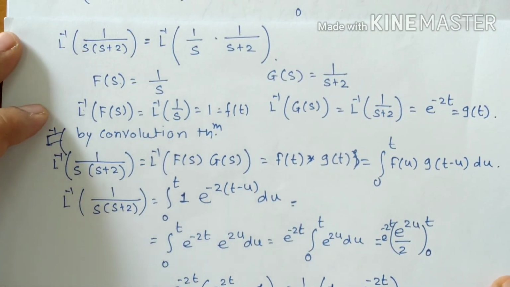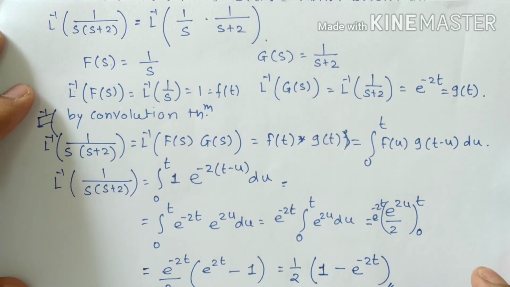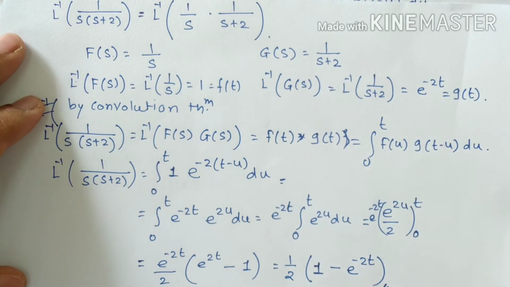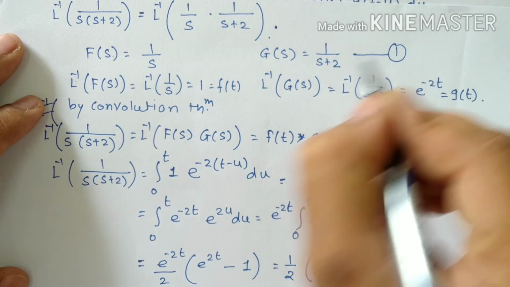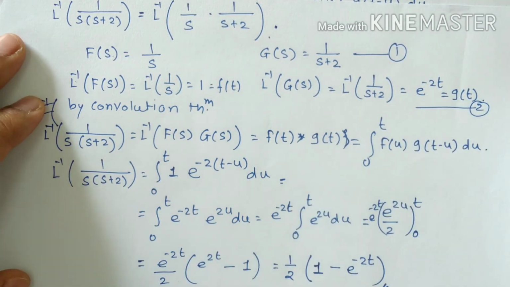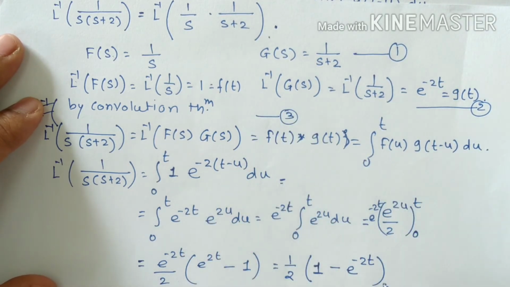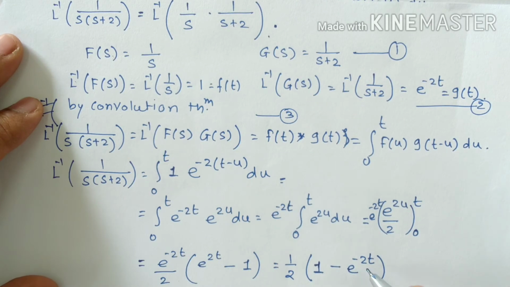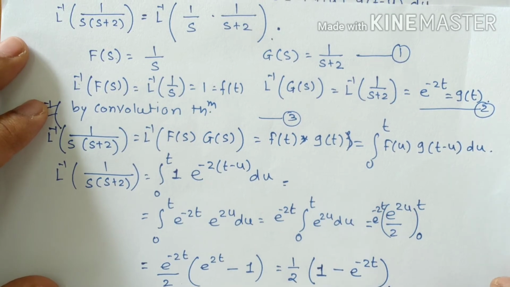Okay. Now what are the steps involved in this problem? It's very easy to remember the steps. The first step is simplify the product and identify what is your f of s and g of s. In the second step, get the inverse Laplaces of f of s and g of s and call them f of t, g of t respectively. And in the third step, apply the convolution theorem and work out the integral. Okay, so this way you can solve a problem based on the convolution theorem.